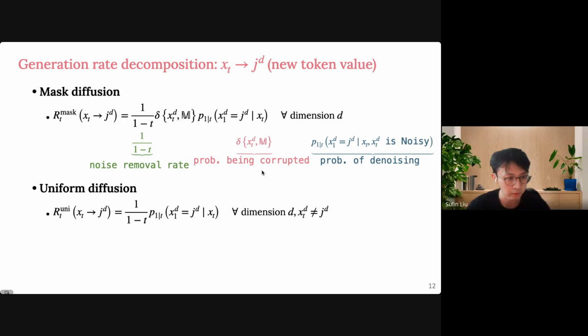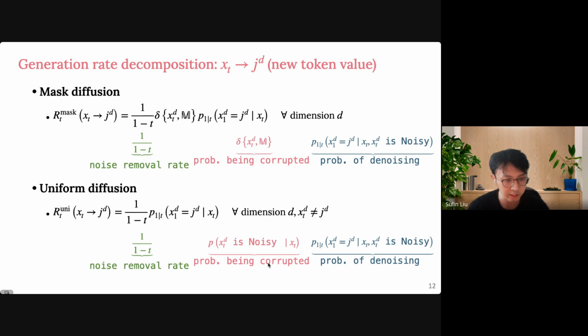Similarly, for uniform diffusion, although we don't have a notion of the token being noise or not, we can do a similar decomposition using Bayes' rule. This holistic generation probability can be decomposed into the probability of the token being noisy, and then, if the token is noisy, what we should change it to next. Because if the token is not noisy, there will be a 0 probability of changing it to any other token.